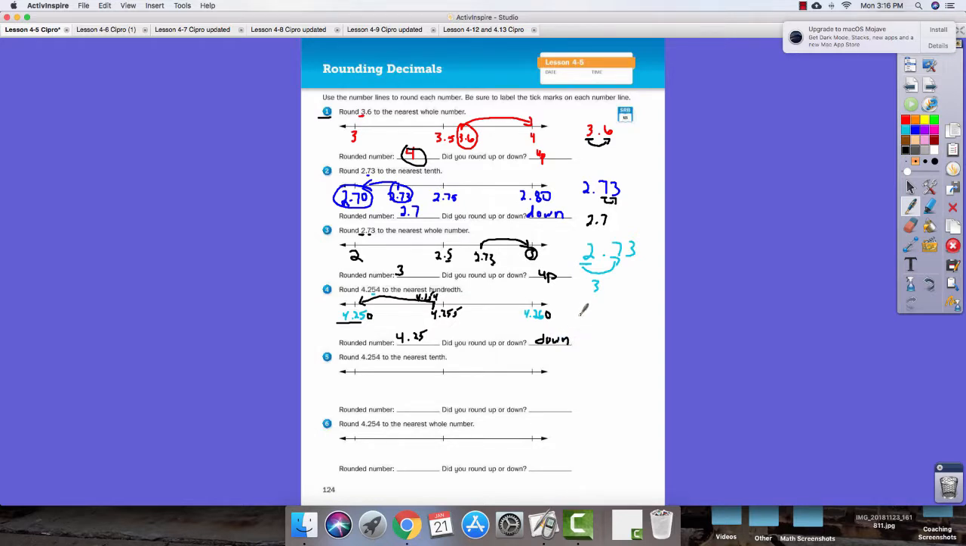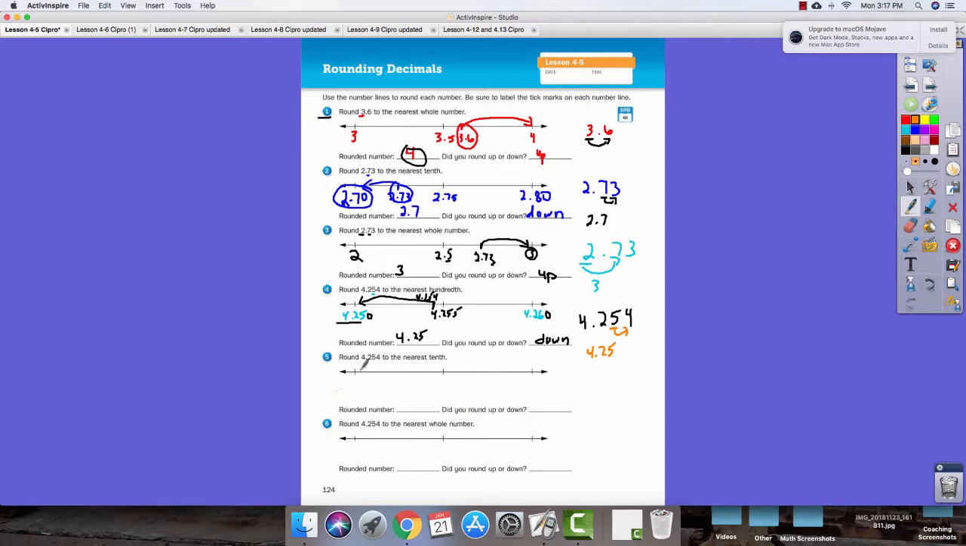And again, let's use my rounding shortcut to show you. So 4 and 254 thousandths, okay? Well, I'm trying to round to the nearest hundredth, so here's my hundredths place. I'm going to look to my thousandths to the right. It's less than 5, so I'm going to round down. I'm going to keep everything that I have, 4 and 25 hundredths, okay?